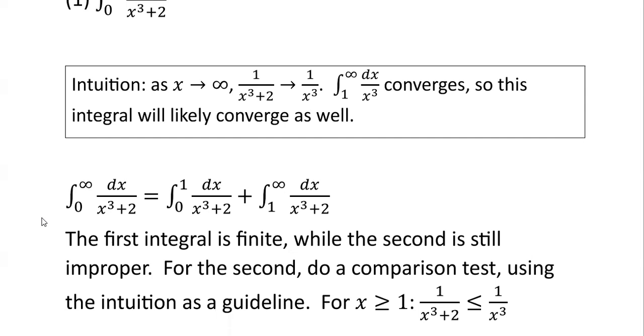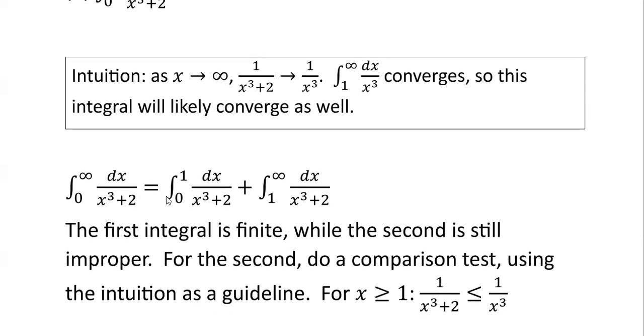So we can break this integral up into the integral from 0 to 1 and 1 to infinity. Okay. We want to do this because, first of all, this first integral over here is finite. We don't have to worry about that. Okay. This second integral is still improper.